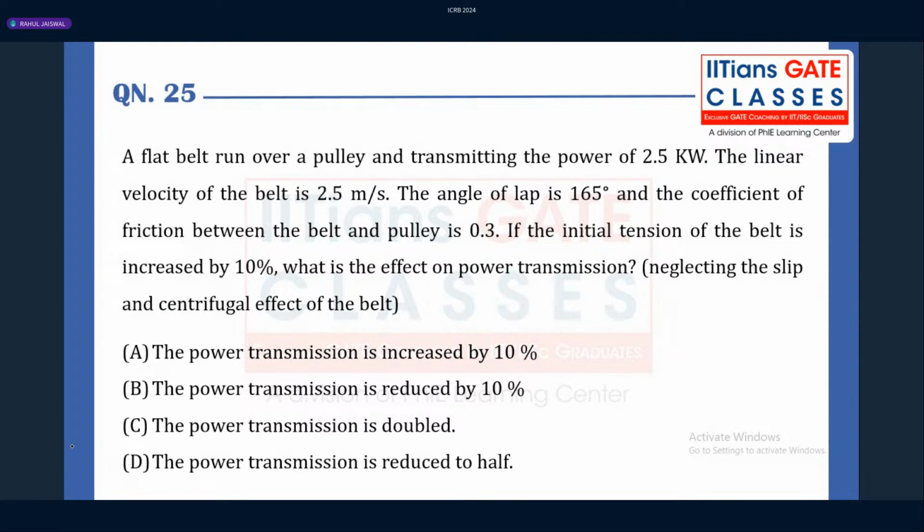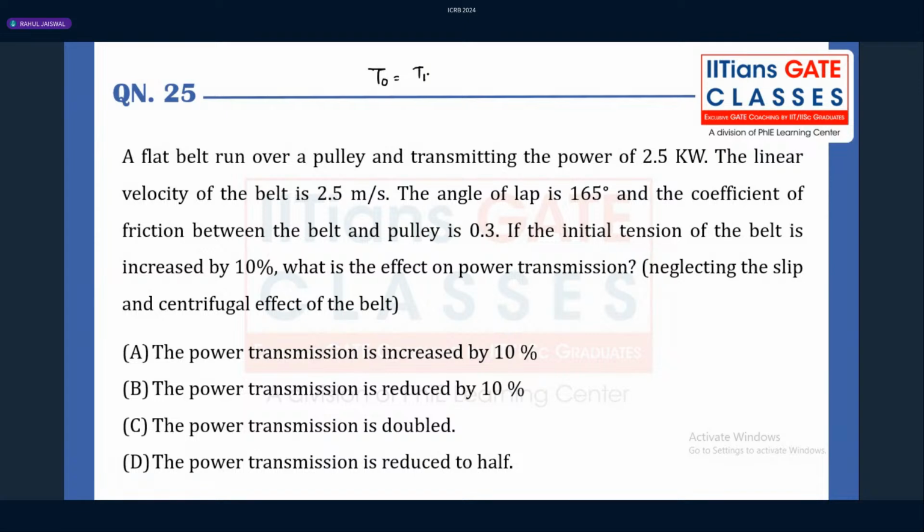A flat belt runs over the pulley, which is transmitting power of 2.5 kilowatt. The linear velocity of the belt is 2.5 meter per second. The angle of lap is 165 degree. The coefficient of friction between belt and pulley is 0.3. The initial tension is increased by 10%. What is the initial tension?